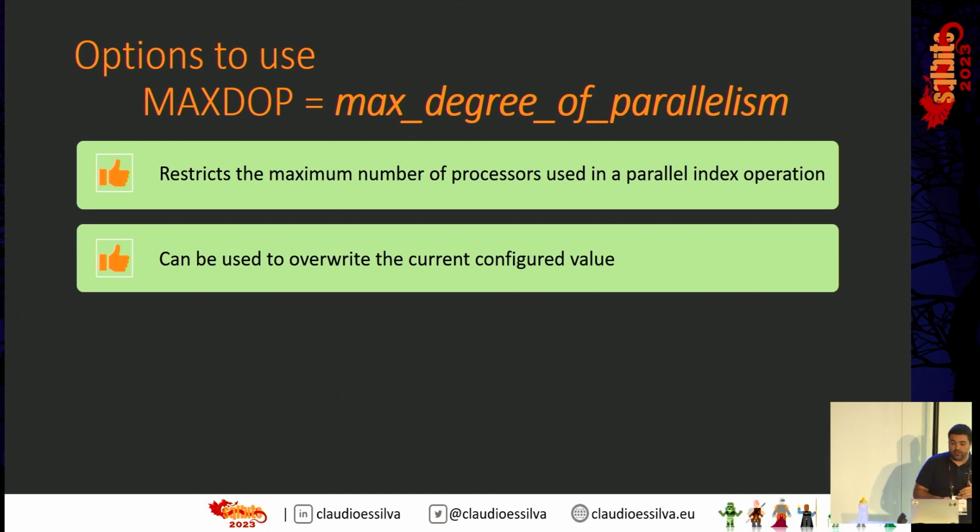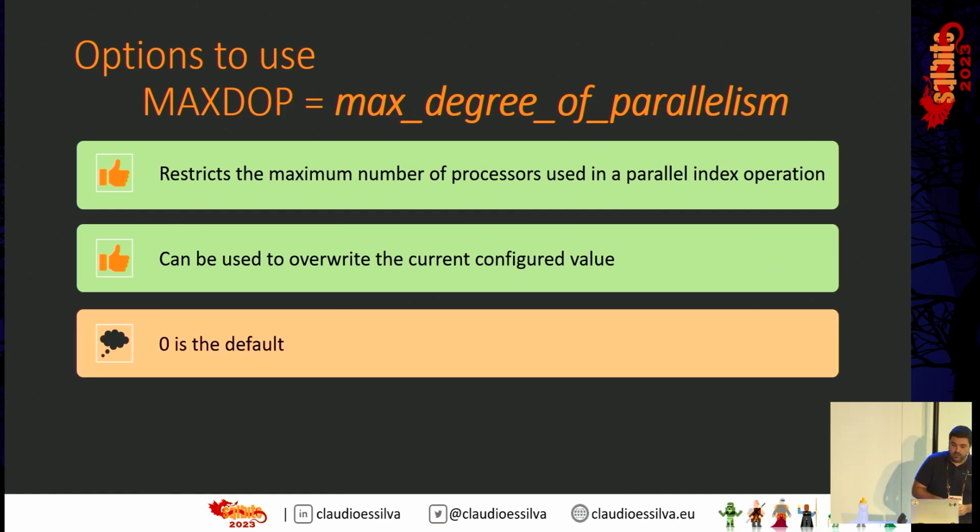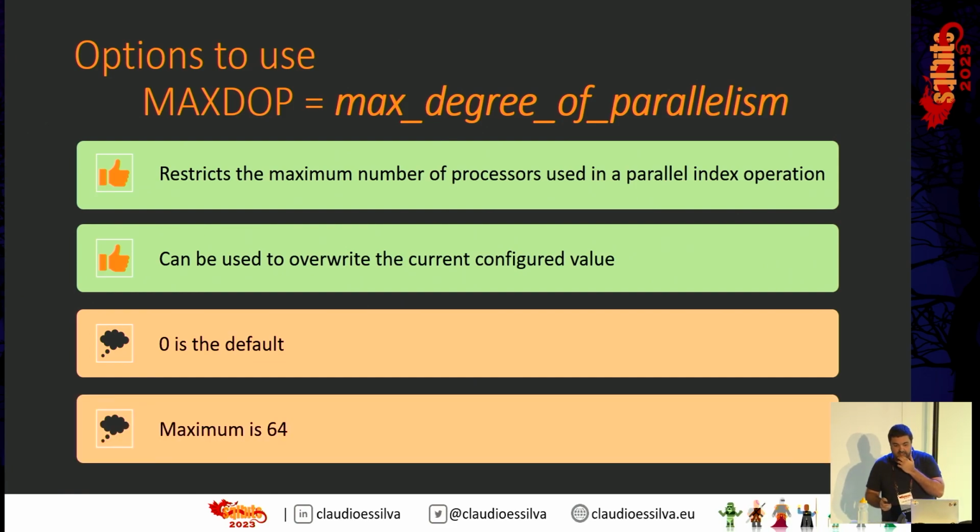And in this case, when you create or rebuild an index, you can set a different number, because maybe you are doing it at a time of the day when you want to leverage more cores and be a little bit faster. So 0 is the default, and the maximum is 64.